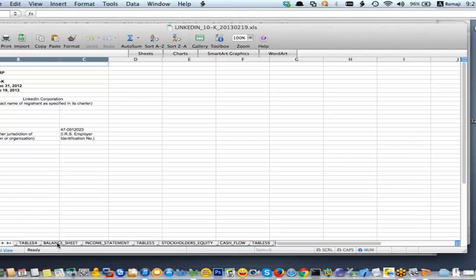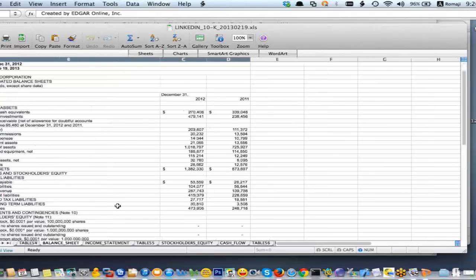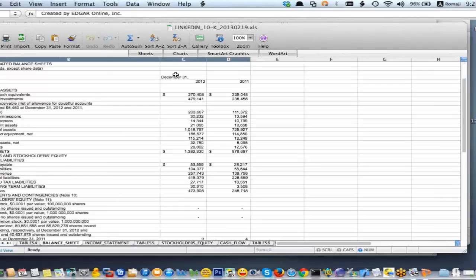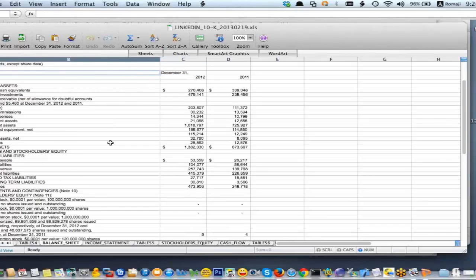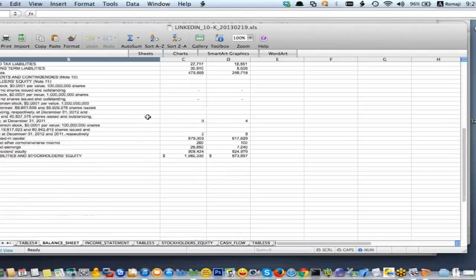Now I can see this thing called balance sheet. And what I see is a whole series of assets. I see some notes about it, and I see them for 2012 and 2011 as of December 31st. Remember, I said a balance sheet must have a specific date that it's valid to. So I can see a whole series of assets down here. I can then go down and see liabilities, stockholder equity.